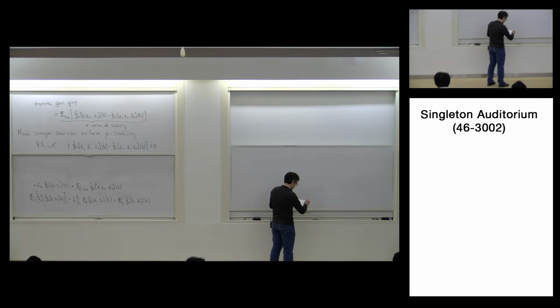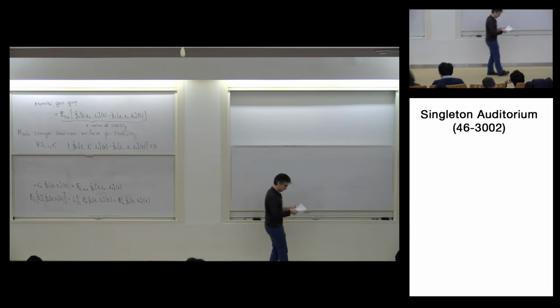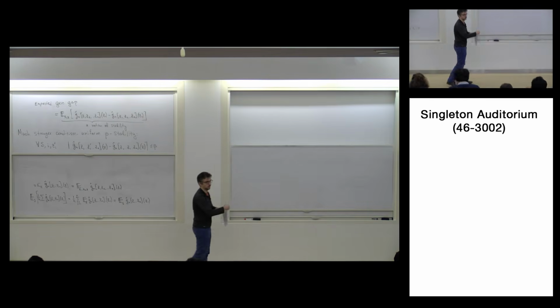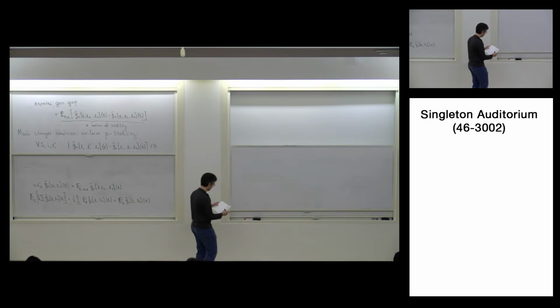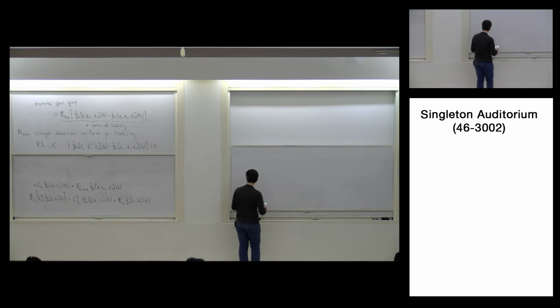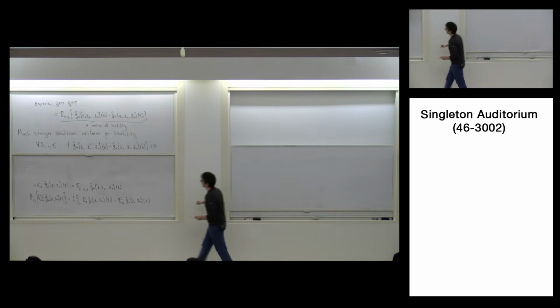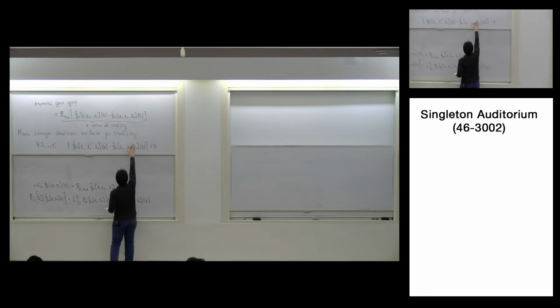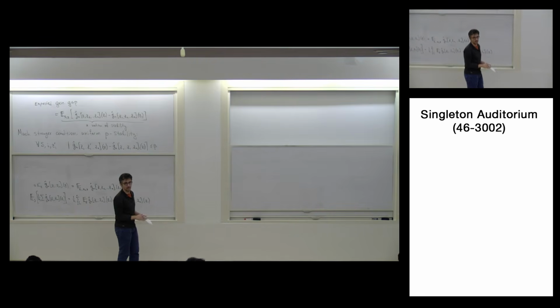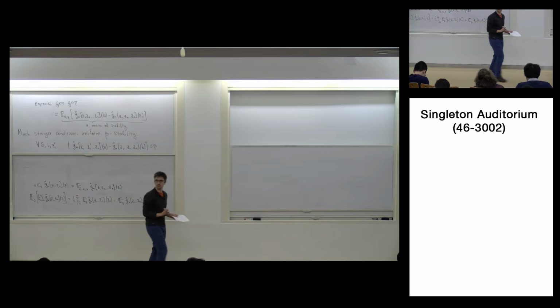Do we hope for beta to become smaller with n? That's correct. So I'm not going to write it, but clearly this condition implies that that's upper bounded by beta. Right? That should be clear.